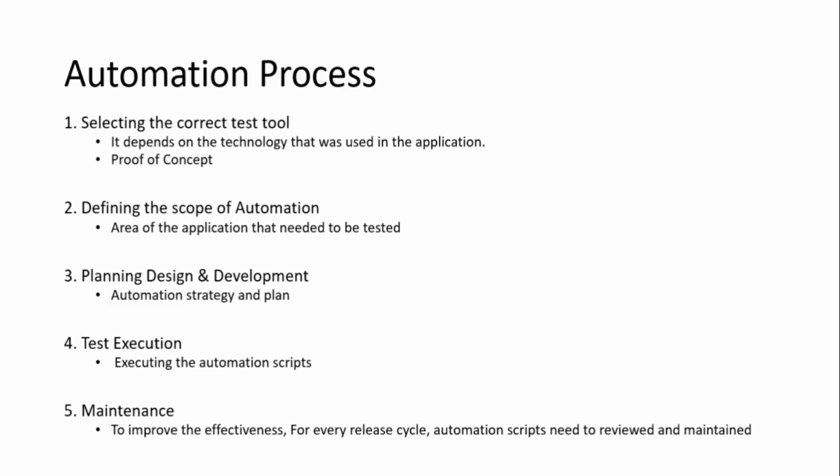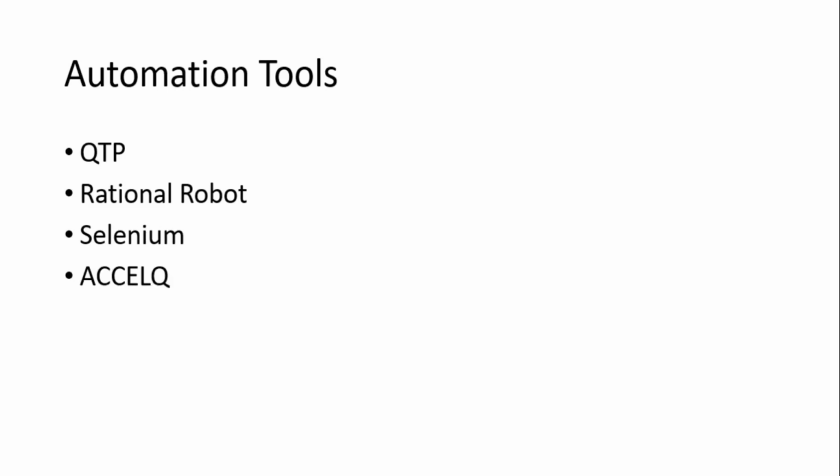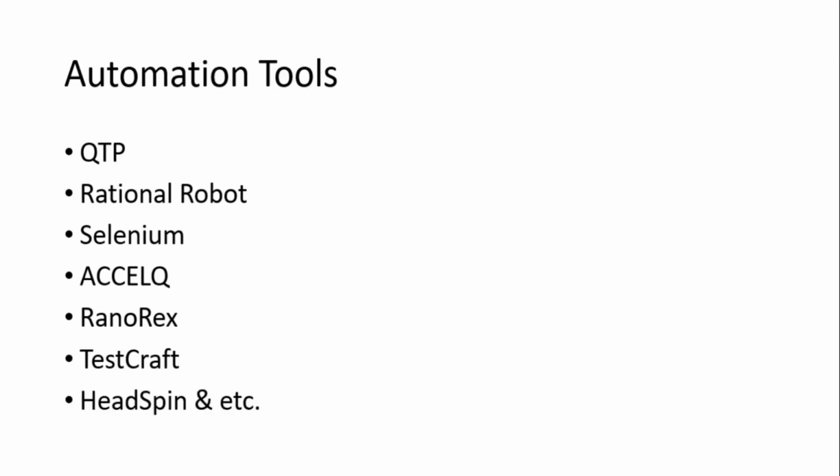Moving on to the next topic, automation tools. There are several automation tools available in the market now. For example, QTP, Rational Robot, Selenium, AccelQ, Ranorex, Testcraft, HeadSpin, etc. There is a variety of tools available in the market for each and every purpose and different technologies. We have different automation tools.